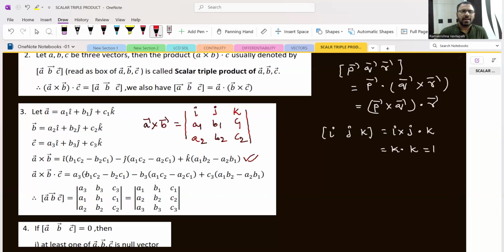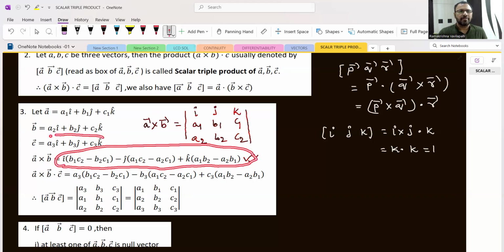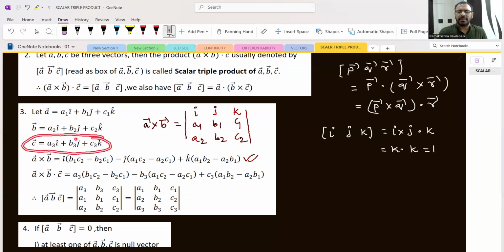After that, you apply dot with the C bar vector. Then you will have A3 into B1C2 minus B2C1, minus B3 into A1C2 minus A2C1, plus C3 into A1B2 minus A2B1.